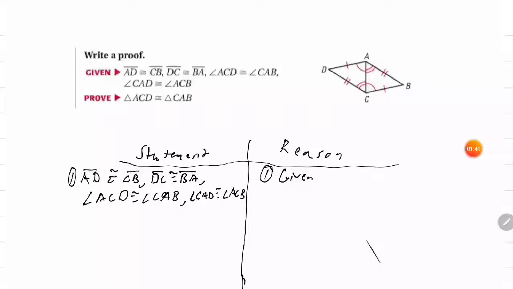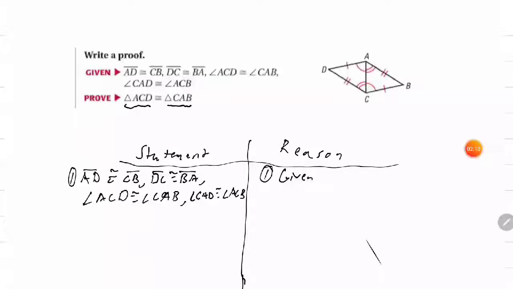Okay? And that's what all these markings mean here. AD is congruent to BC. Angle DAC is congruent to angle ACB. So the single stripe is congruent to the single stripe. Double stripe congruent to double stripe. CD is congruent to AB. So that's all been given to us. Okay? So somewhere down here, all the way at the bottom, so maybe step 4, step 5, or whatever, we're trying to prove that triangle ACD is congruent to triangle CAB.